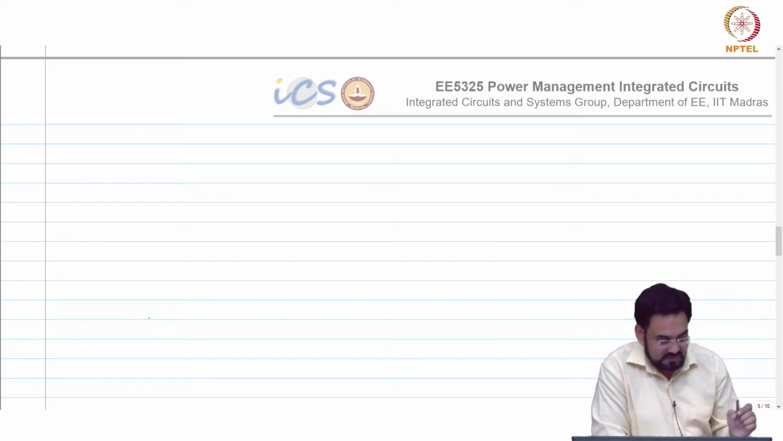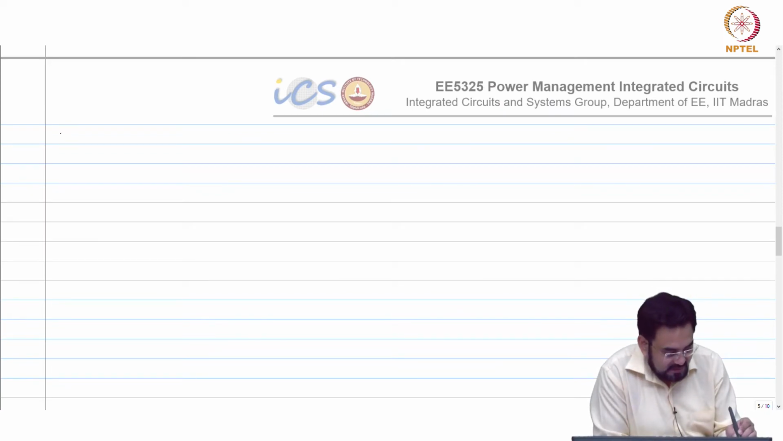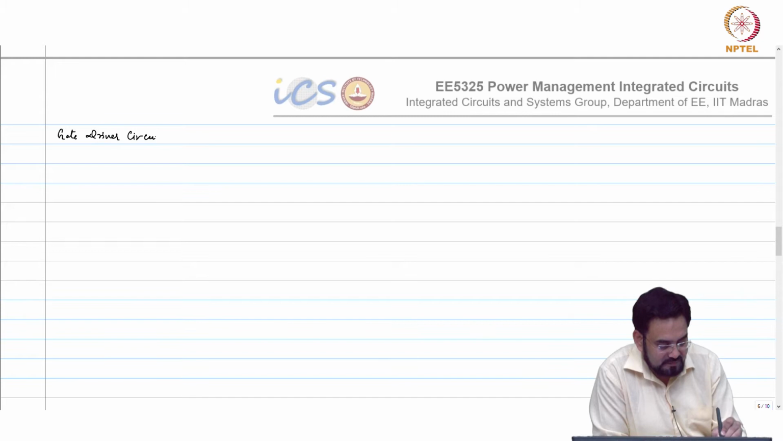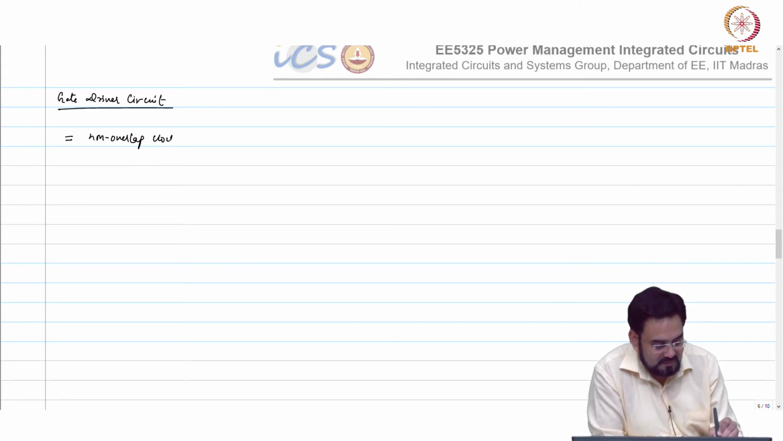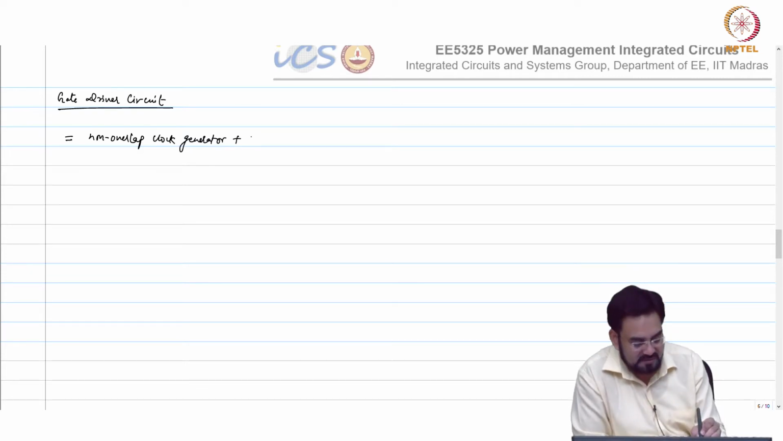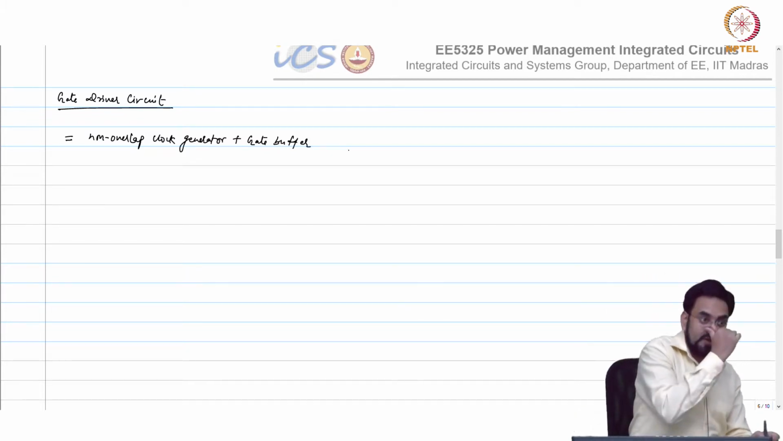Okay, so now let's look at the gate driver. Two things: one is the non-overlap clock generator, plus your gate buffer. Okay, why do we need a gate buffer here?